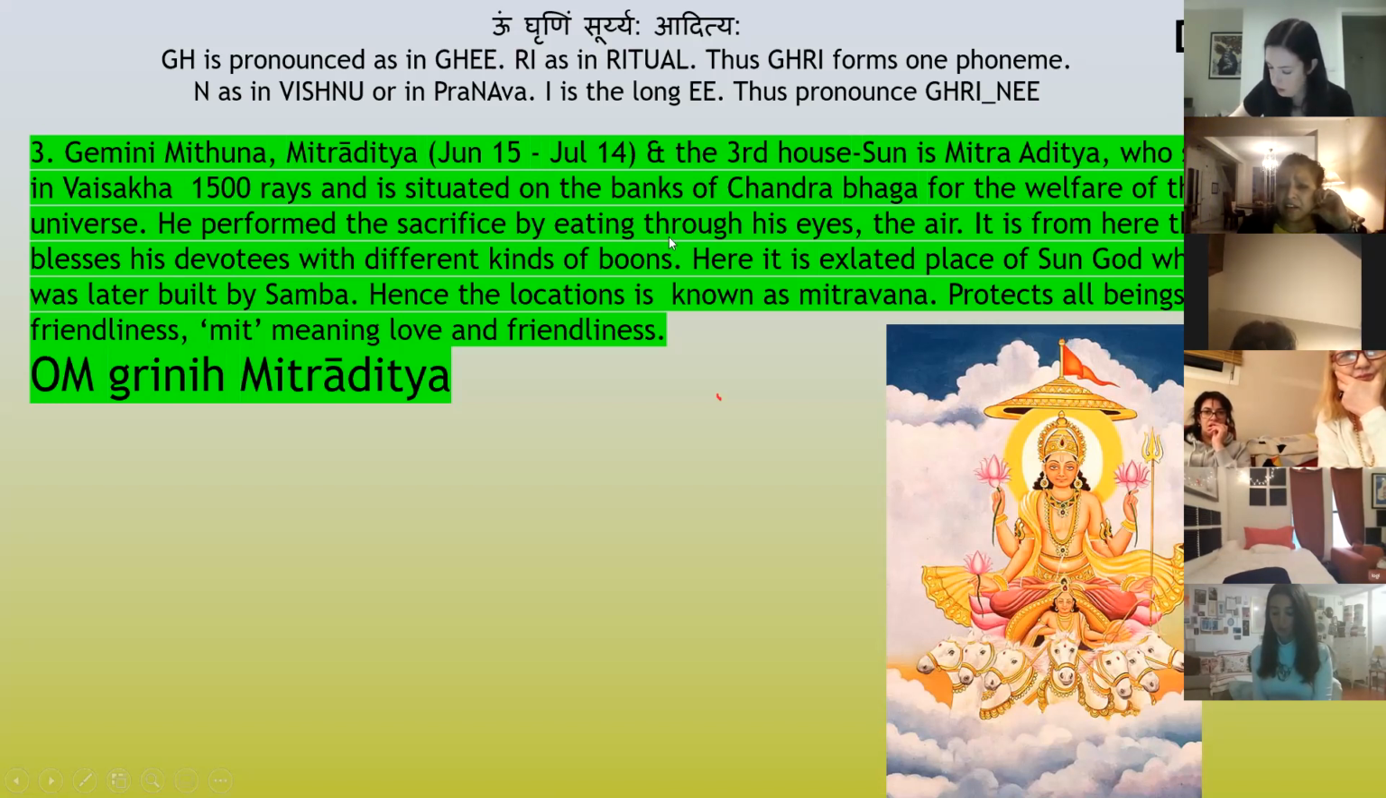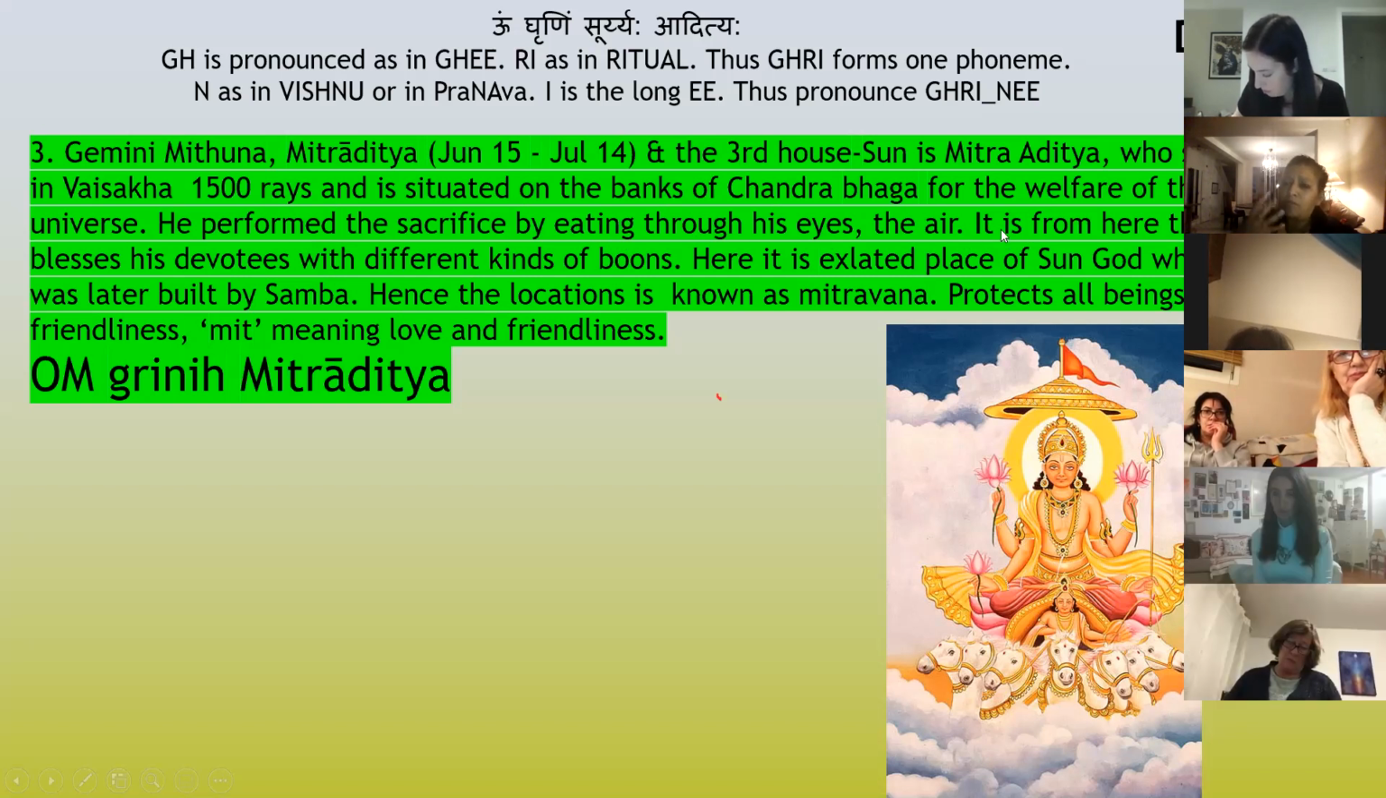He performed the sacrifice by eating through his eyes the air. So basically, he accessed food and sustenance for himself just through eyes, through his organs. So the air element, of course, is very significant in Taurus and Gemini. Second and third house has a lot to do with the mouth, the nose and the neck and things like that. So that is a very important factor.